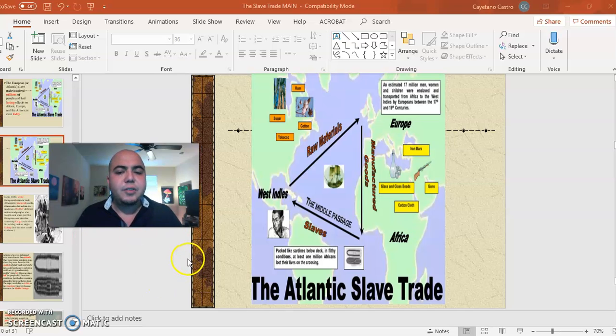All right, continue with the lecture. Let me quickly go over this one more time. So all of this is known as the triangular trade. Okay, this is also known as the Atlantic slave trade. As you can see, this is in between the ocean, in the Atlantic Ocean.